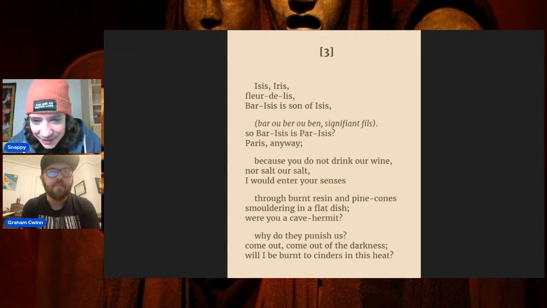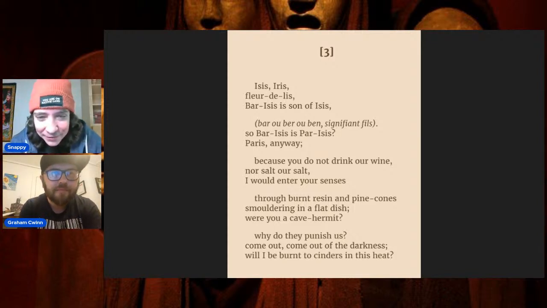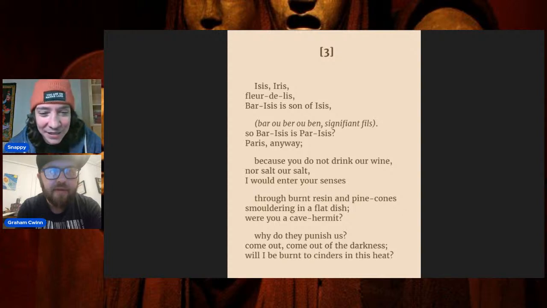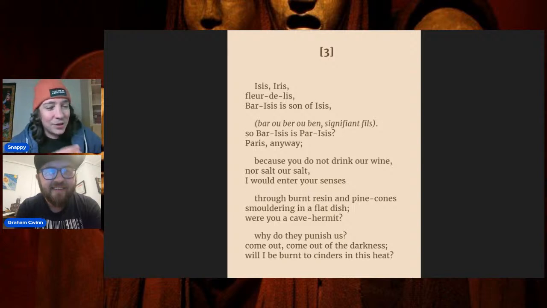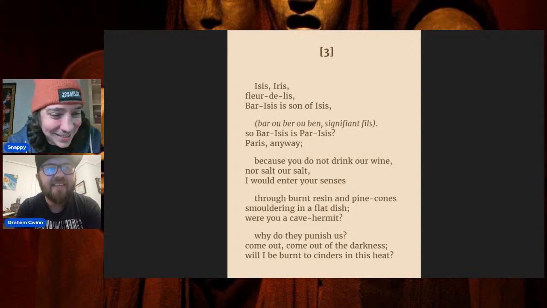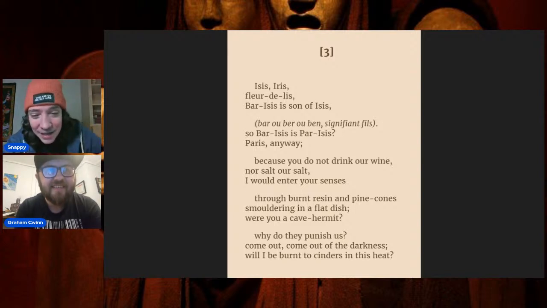"Through burnt resin and pine cones, smoldering in a flat dish." Burnt resin and pine cones. These are the Dionysian rites. "Were you a cave hermit?" Were you the womb? You know, are you going and completing these Dionysic rites? "Why do they punish us, come out of the darkness? Will I be burnt to cinders in this heat?"